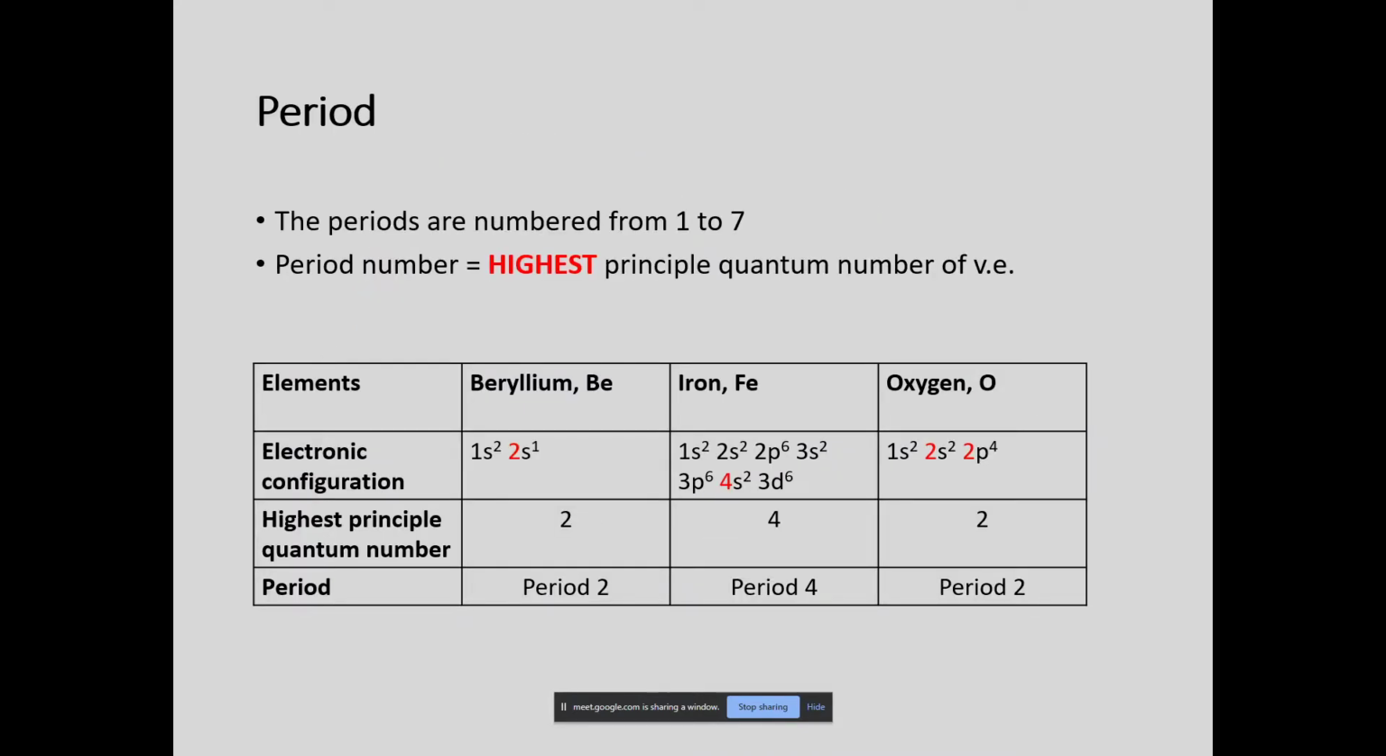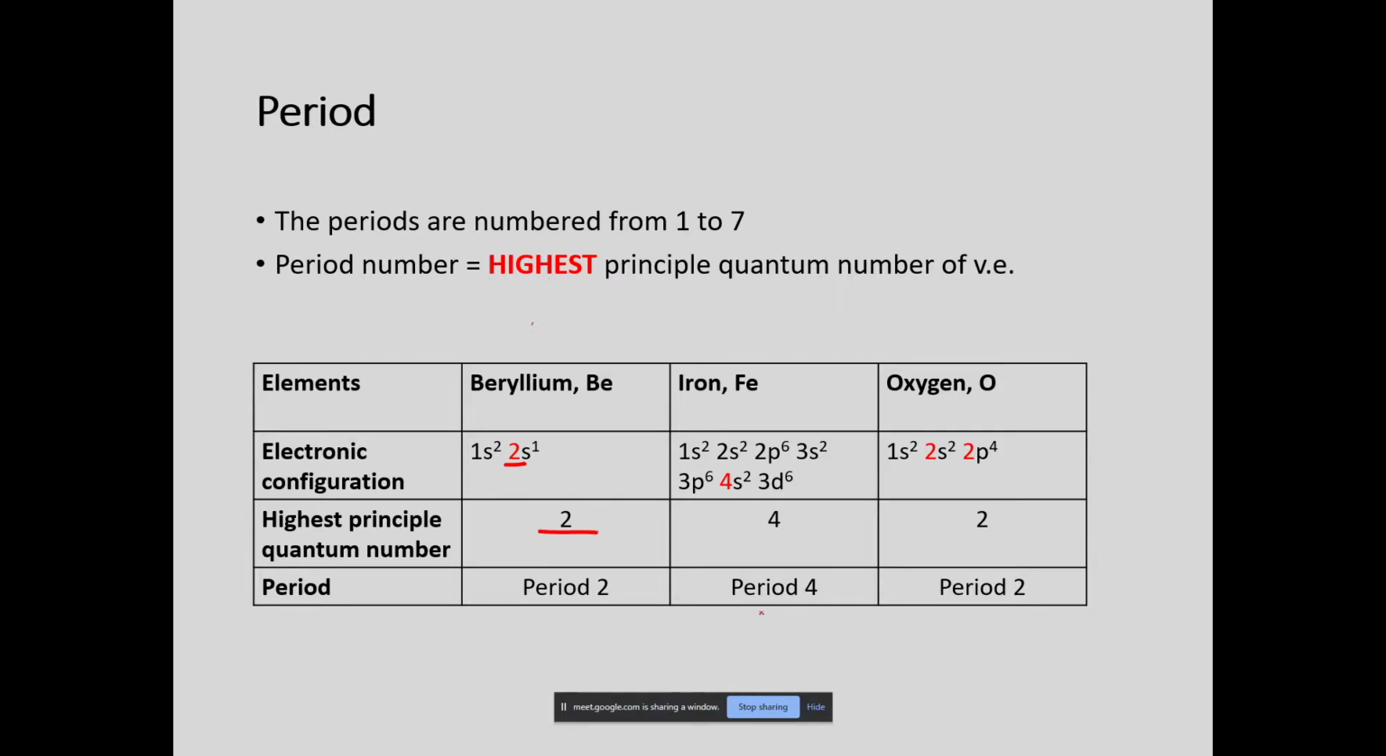Okay, so let's see period. Periods are numbered from 1 to 7. Period is the highest principal quantum number of valence electron. So period ni is very easy. Okay, you just lepas you susun the electronic configuration, the SPDF notation, you just cari dia nombor paling besar. So kalau nombor paling besar is 2, so dia adalah dekat period 2 lah. Kalau nombor paling besar is 4, dia dekat period 4 lah.